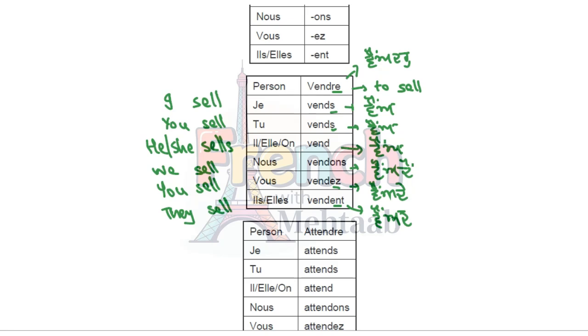Maintenant, now, répétez après moi, repeat after me. Je vends, I sell. You sell is tu vends. He sells, il vend. She sells, elle vend. We sell, nous vendons. You sell, vous vendez. They sell, ils vendent, elles vendent.